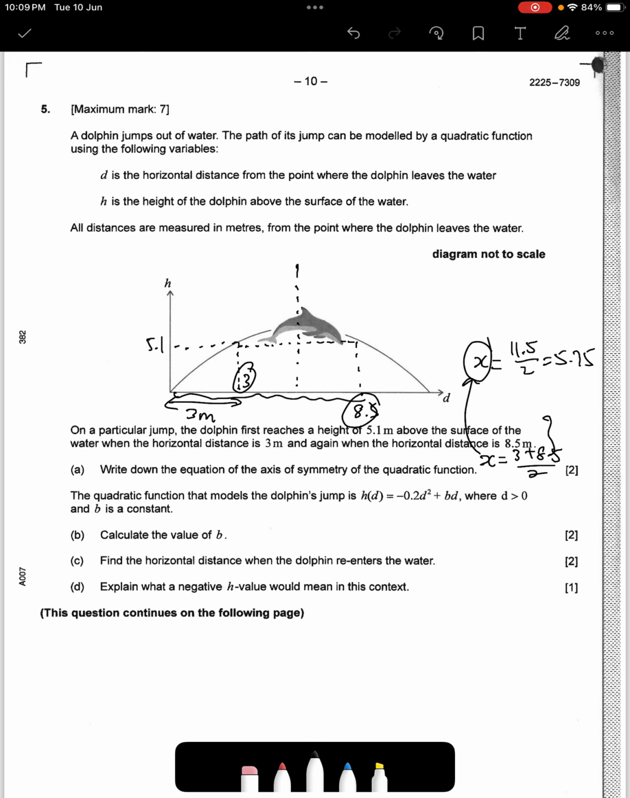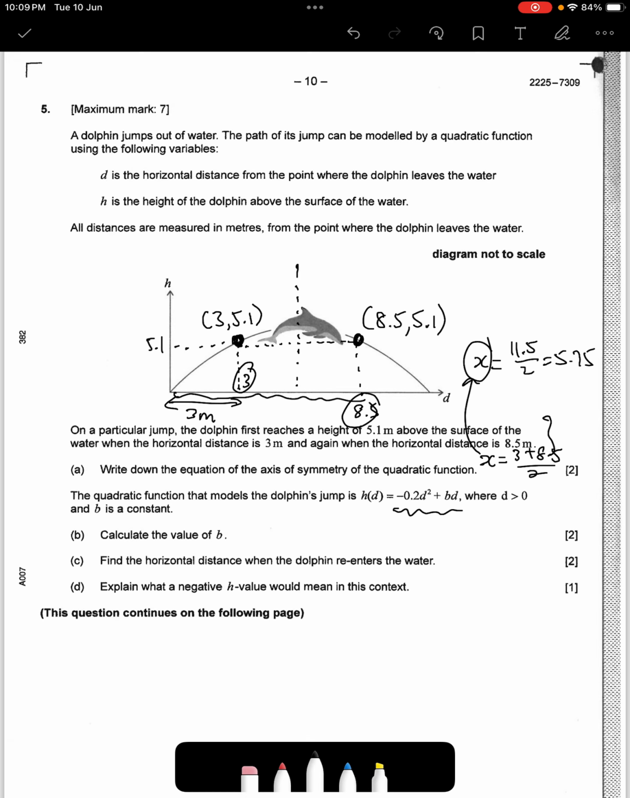It says that the quadratic function models the dolphin jump, which comes in this form: negative 0.2 d squared plus bd. Your job is to find the value of b. Just to reiterate what I said earlier, at this point it's going to be 3, 5.1, and at this point it's going to be 8.5 and 5.1.